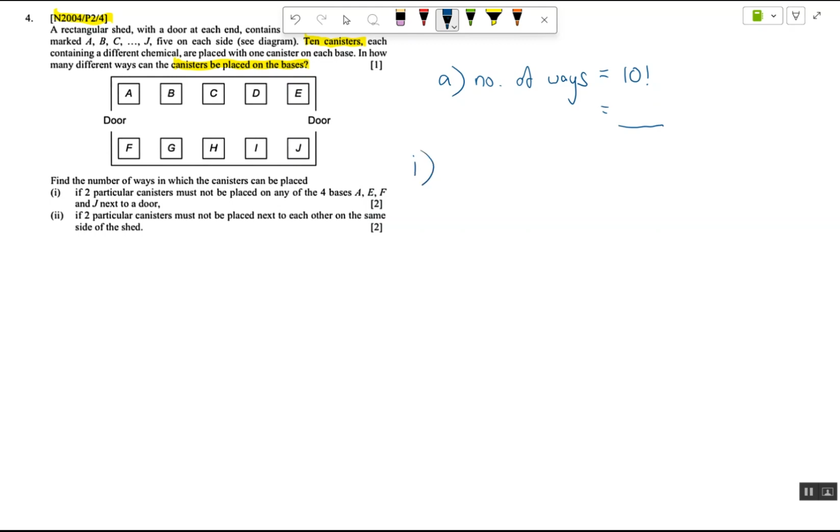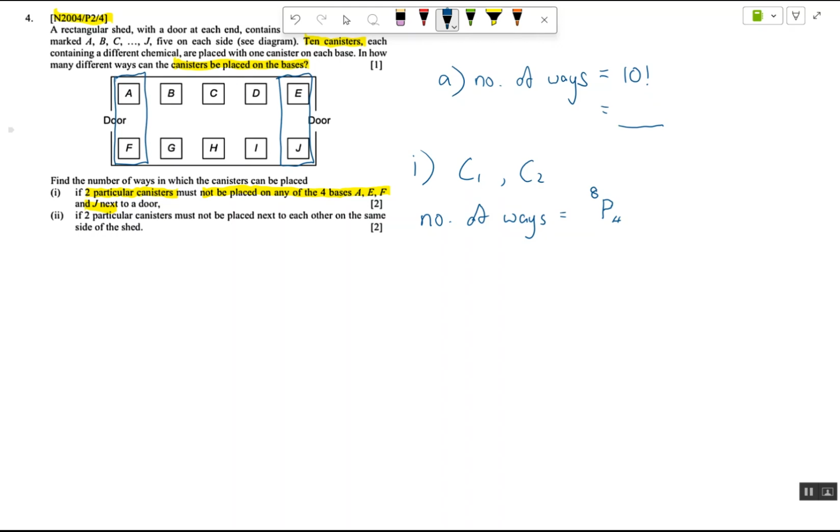So for part 1, now I want to do some restriction. How many ways can there be such that two particular canisters must not be placed on A, E, F, and J? Let's call these two particular canisters C1 and C2. If I take C1 and C2 out of the equation, the number of canisters I have left is 8. There are 8 left for me to permute, because each of the bases A, B, C, D, E is distinct. Permute how many? Permute 4, because these are the four places that I can put these 8 other canisters.